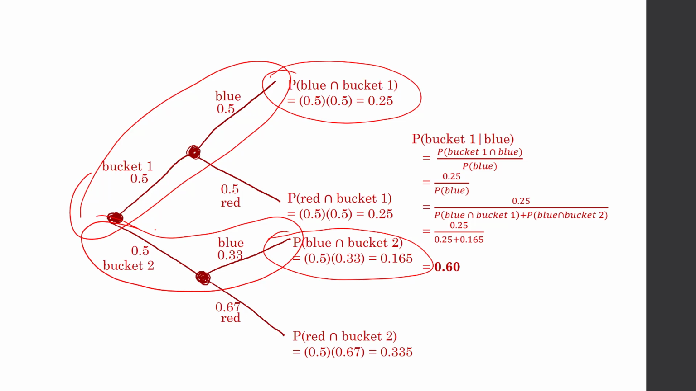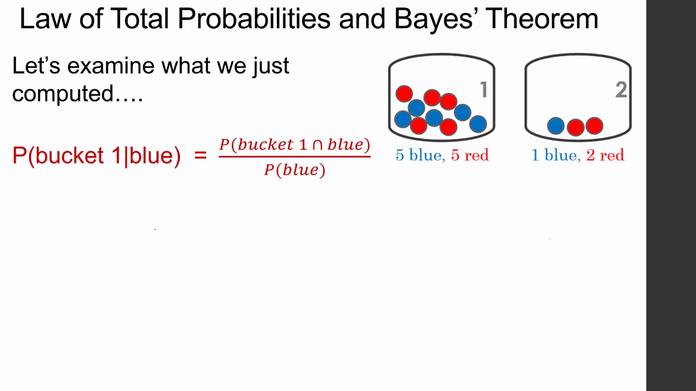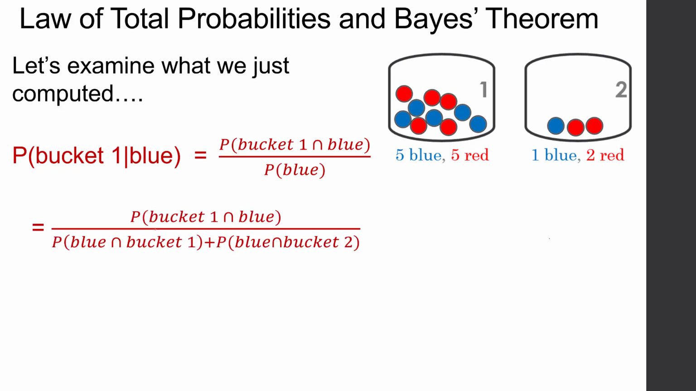Now let's examine exactly what we did here. We computed the probability of being from bucket 1, given that you're a blue marble, by applying our little rule. That's the probability of their intersection divided by the probability of the thing you're conditioning on, the probability of being blue, which is also the probability of their intersection divided by, instead of just writing it as the probability of being blue, I can write it as the probability of being blue and from bucket 1, or the probability of being blue and from bucket 2, right? So that's legitimate. That's the only two ways you can be blue.